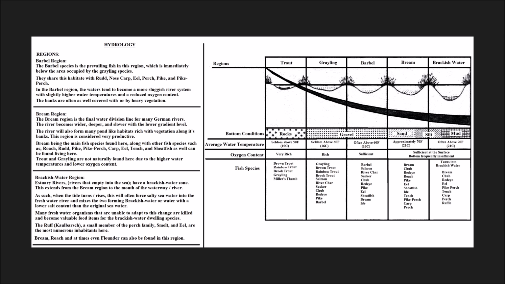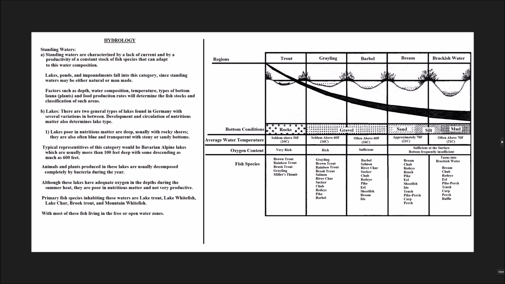Many freshwater organisms that are unable to adapt to this change are killed and become valuable food items for the brackish water dwelling species. The ruffe, calabash, a small member of the perch family, smelt, and eel are the most numerous inhabitants here. Bream, roach, and at times even flounder can also be found in this region.